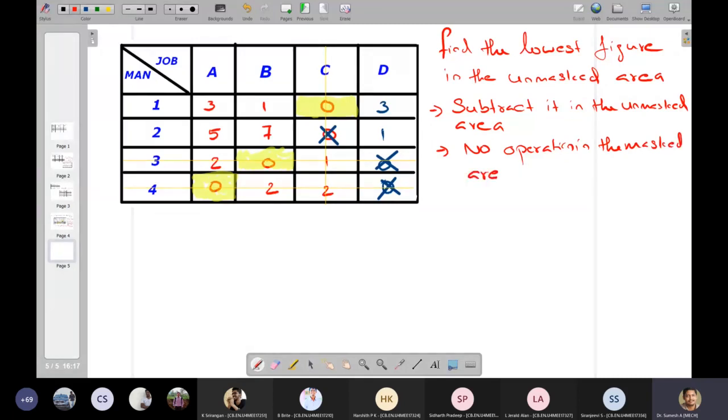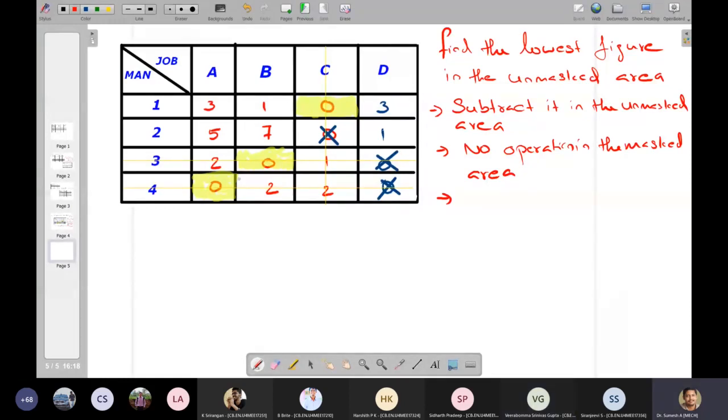Sir, why didn't we strike out column D? Already, by drawing the line through column C, I have covered the 0 in column D also. If I draw one more line over here, that does not make sense. My intention is to cover as many zeros as possible in a single stroke. And no operation in the masked area.